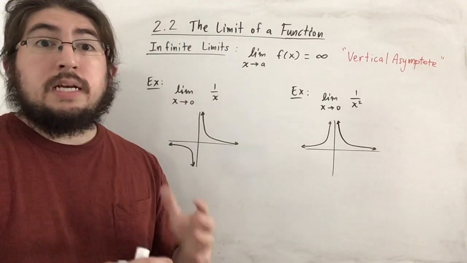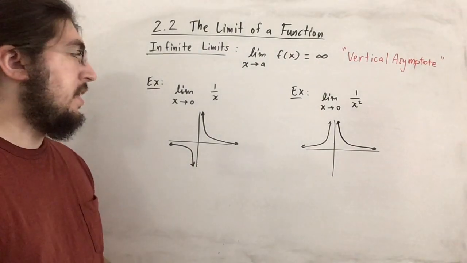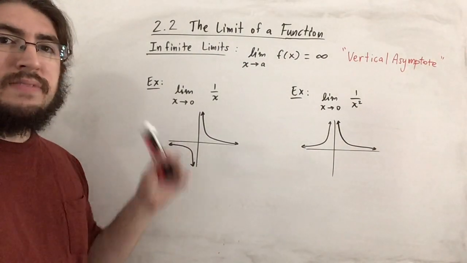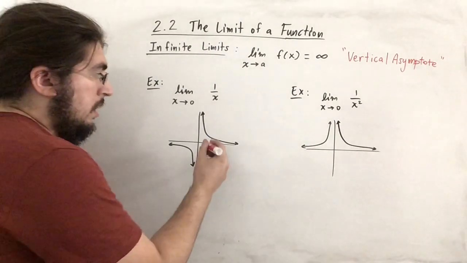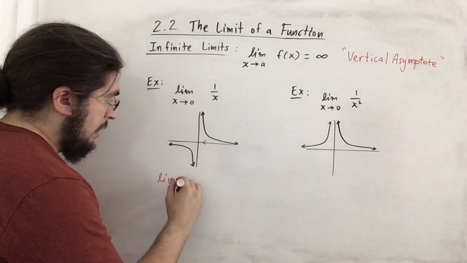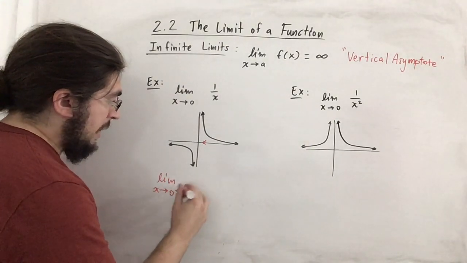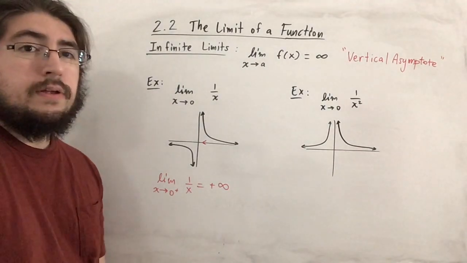Or if it's approaching a large negative number, then we would say it approaches negative infinity. So in this case, we kind of see that, but from a more graphing perspective. So notice here, the limit from the right approaches positive infinity. So let me write that. Limit as x goes to 0 from the right of 1 over x is approaching positive infinity. Good.